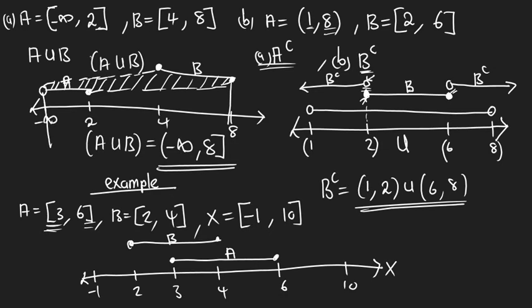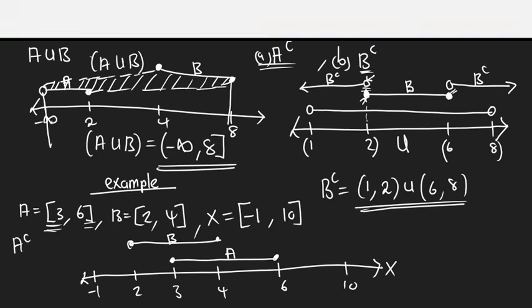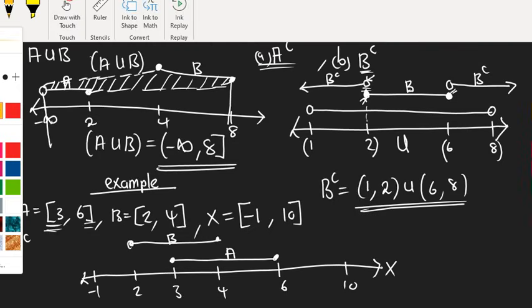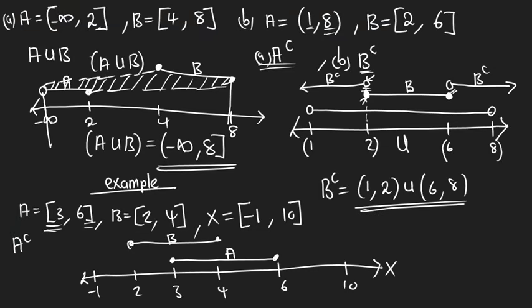Now, imagine the question is saying A complement. You do the opposite. Let me use a different pen. Since it is an open circle, what are we going to do? Can someone tell me? Since it is an open circle, what do we do? We're going to open. Okay. Then you take this side. This then becomes your A complement.